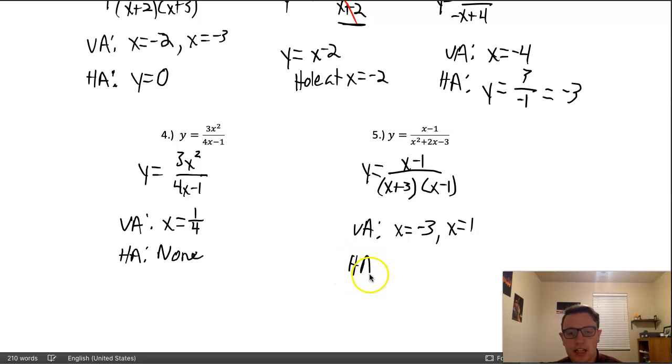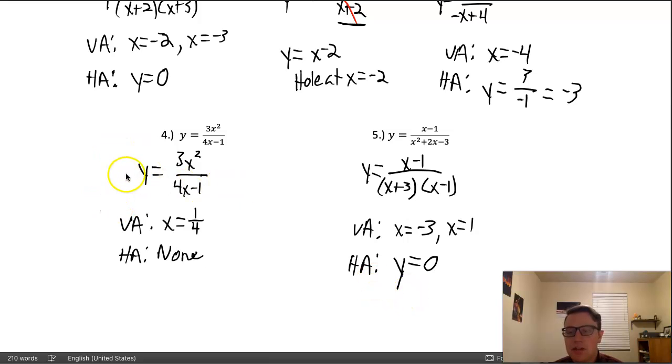And finally, what about horizontal asymptotes? Horizontal asymptotes depend on our degree. We have a degree of 1 in the top and a degree of 2 in the bottom. Our degree being larger in the bottom, look at your table, it tells you that we're going to have a horizontal asymptote at y is equal to 0.